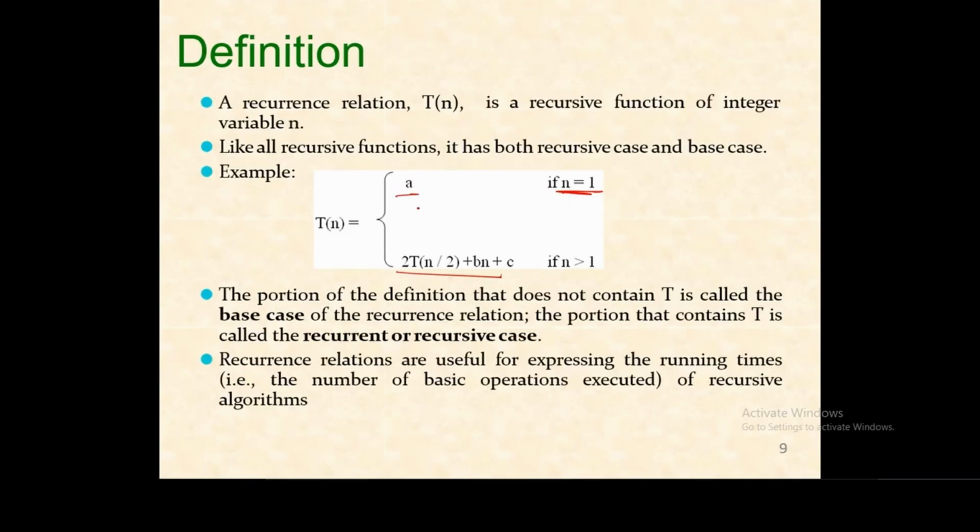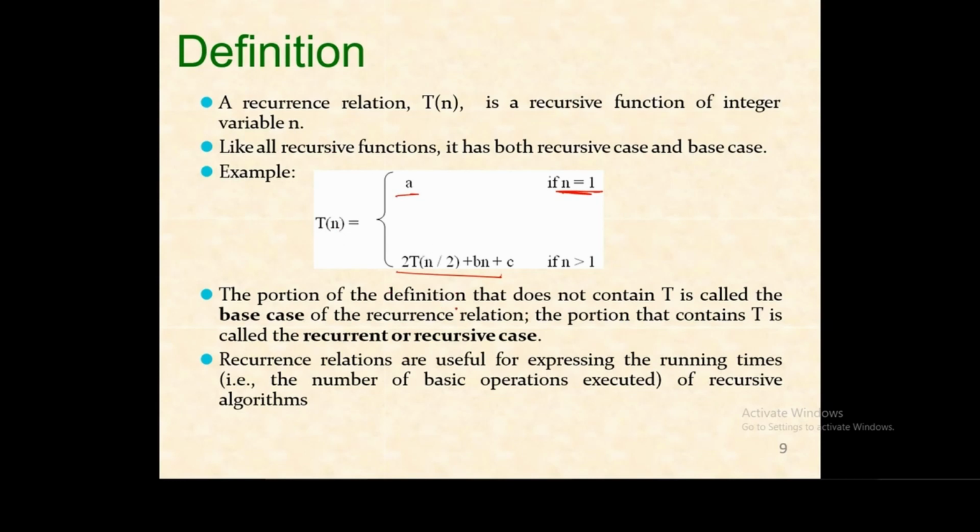This is the recurrence relation here. T of n equals a constant value if n equals 1, and it is the recurrent or recursive case for n greater than 1. For n equals 1, it is some kind of constant value. I will explain that shortly. And for n greater than 1, the value of this function will be 2t of n by 2 plus bn plus c. When this problem is decomposed into a problem of size 1, at that time the value of the function will become a.